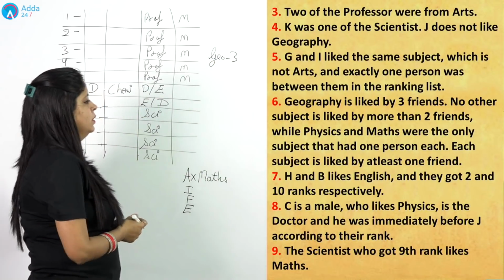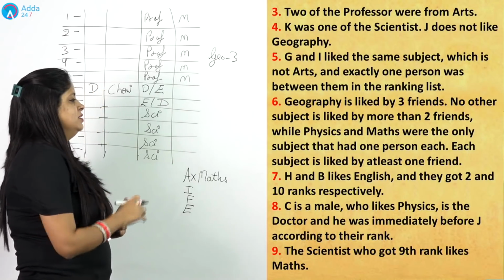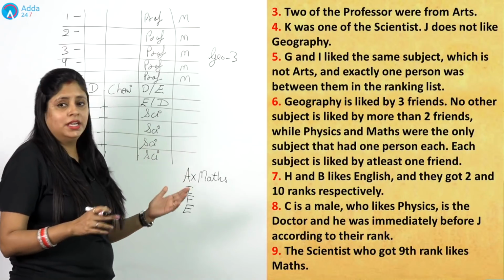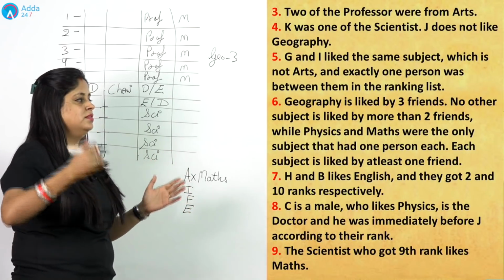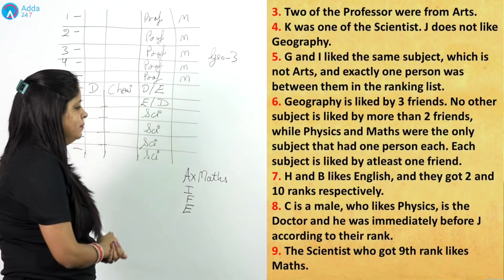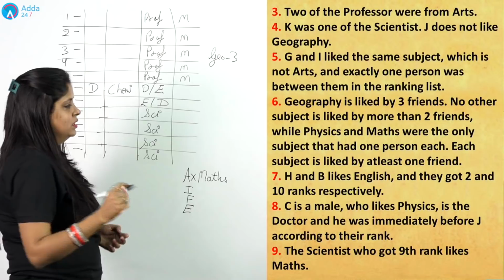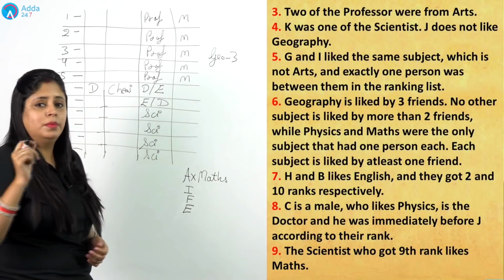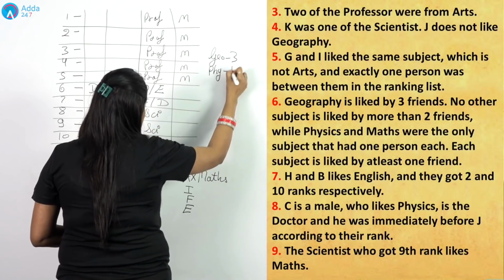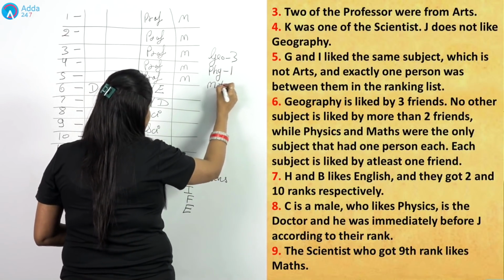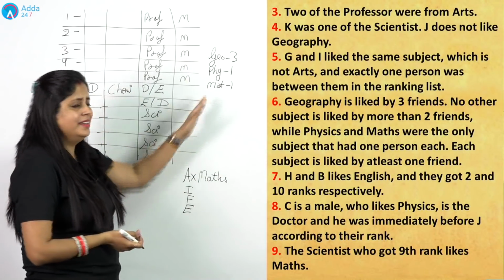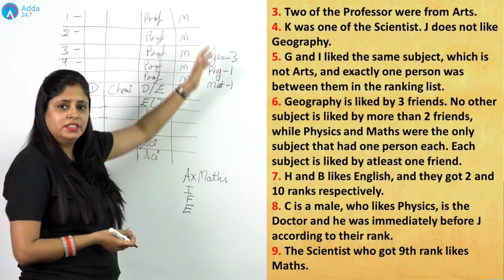Okay, let's see the further one. No other subject is liked by more than 2 friends. Okay, for the rest of the subjects, the preferred person count will be less than 2, not more than 2. Let's see the next information. Physics and maths were the only subjects that had 1 person each. Only physics and maths. So, physics 1 and again maths 1. Physics 1 and then maths 1. We are done with 3 subjects. The clear ratio of 3 subjects is provided.